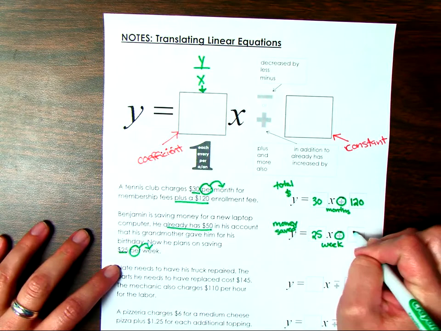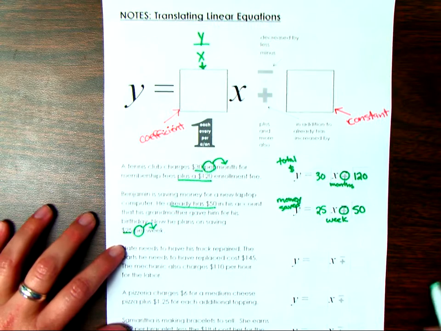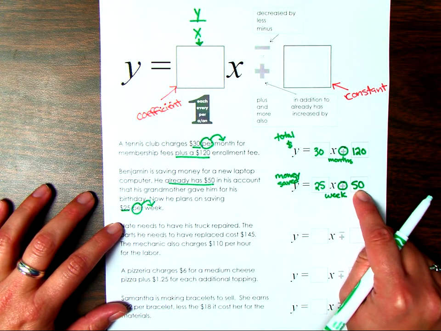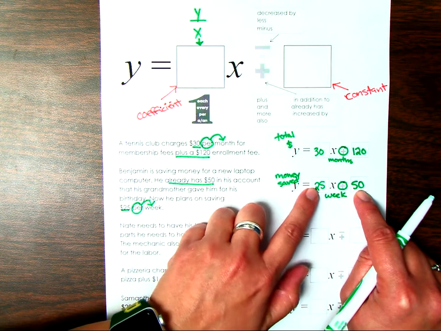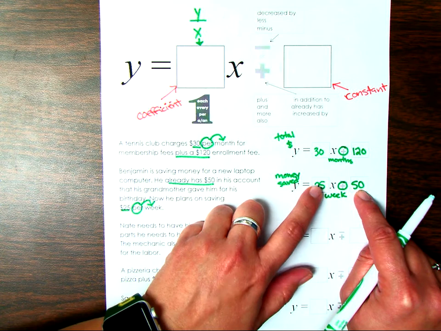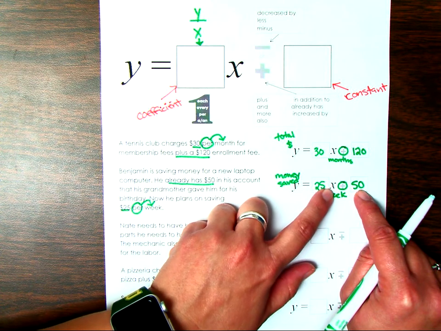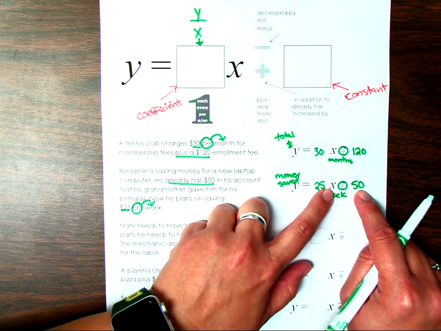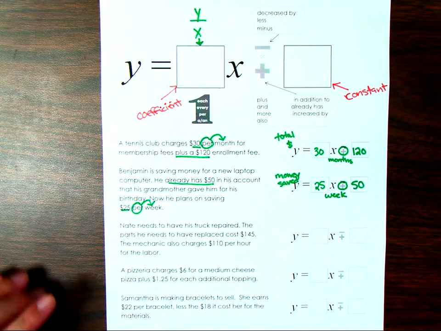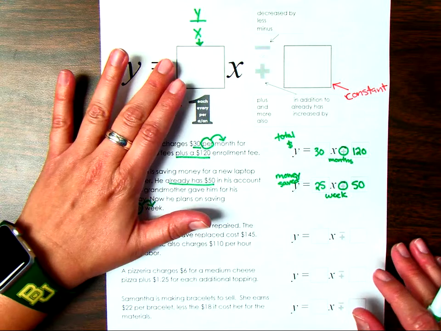And again, if you think about it, that makes sense because if you already have $50, that's what you're starting with, and you're adding $25 every single week. So if 3 weeks went by, 25 times 3, well, that was $75 saved just in those 3 weeks, but we're going to add it to what he started with. So look for these key phrases. Use this sim to kind of help you out.